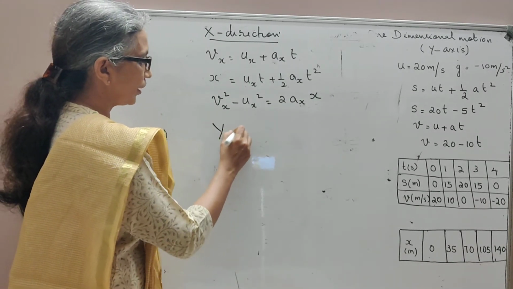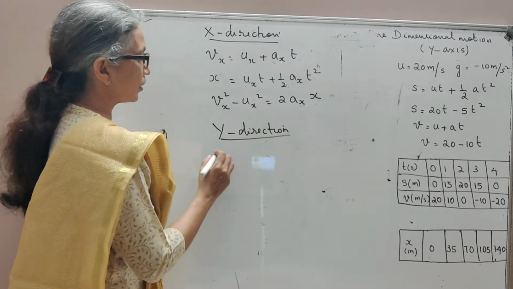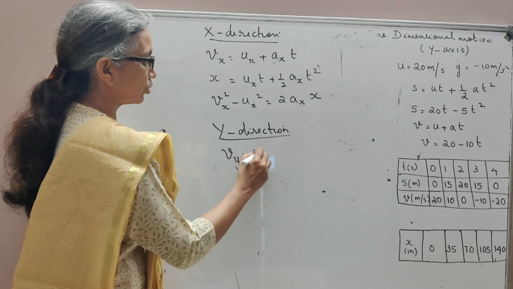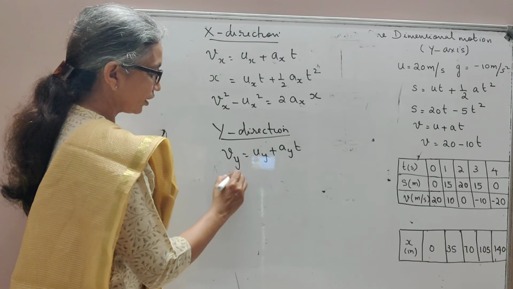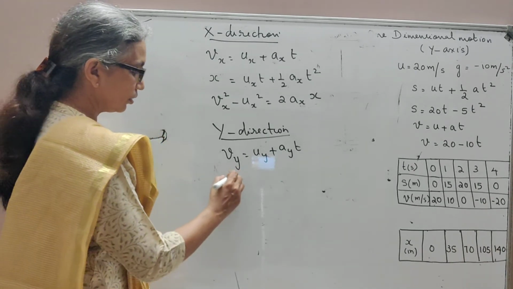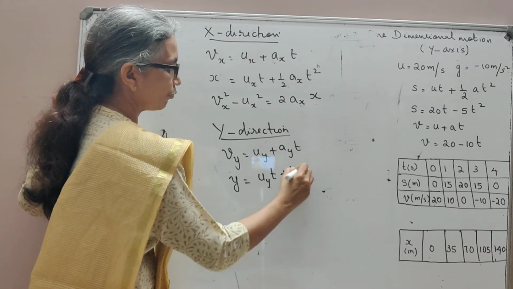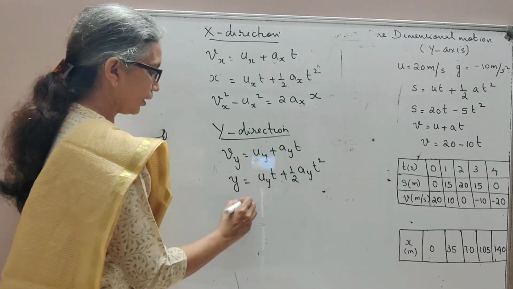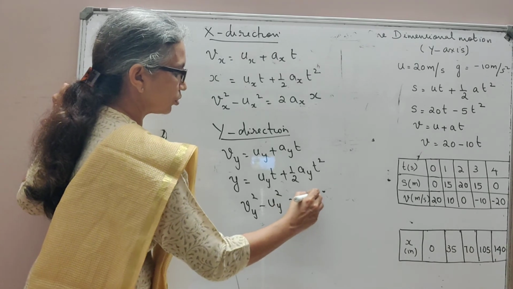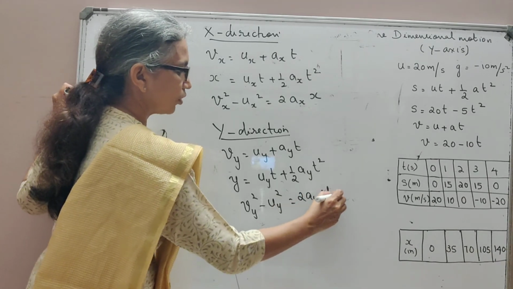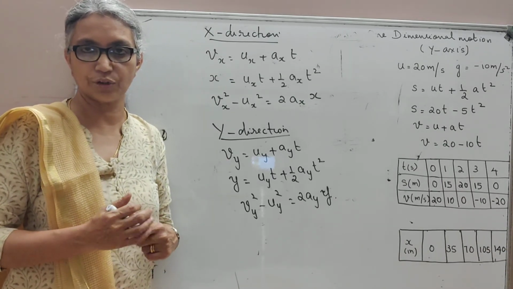And if you're talking about the y direction, the variation of the components along the y-axis will be Vy equal to Uy plus Ayt, and displacement along the y-axis we took as y. So y equal to Uyt plus half Ayt square, and Vy square minus Uy square equal to 2Ay into displacement along the y-axis as y. So these are the equations that we will be using for two-dimensional motion.